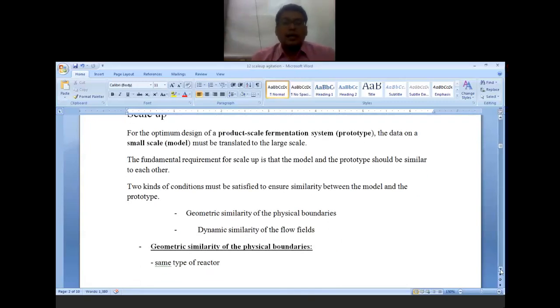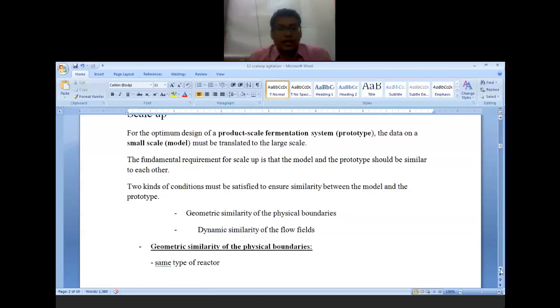Now these are the two considerations. Two kinds of conditions must be satisfied to ensure the similarity between the model and the prototype. That is, first is a geometrical similarity of a physical boundary, and second, the dynamic similarity of a flow field. There are two similarities for a scale-up process. One is geometric similarity, that is related to the physical boundaries, and second, the dynamic similarity for the flow fields, that is the fluid motion dynamic, which is in motion.